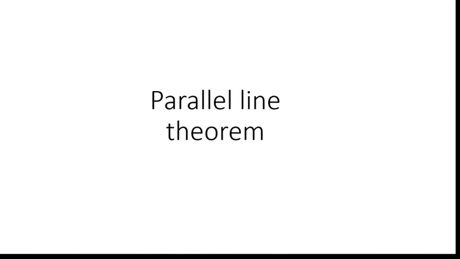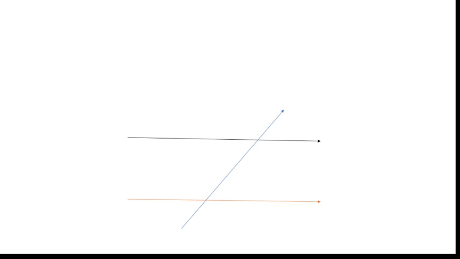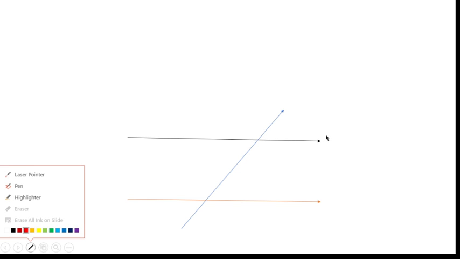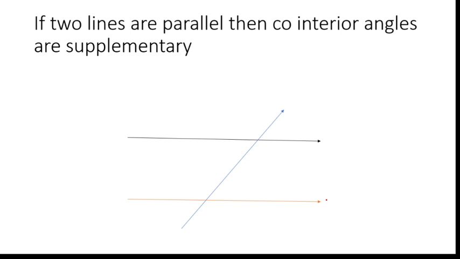In today's lecture we are going to discuss the parallel lines theorem. First of all, this is a given situation: this is a line L and this is a line M. Our statement of this theorem is: if two lines are parallel, then co-interior angles are supplementary. Let's suppose this is our line L and this is our line M.